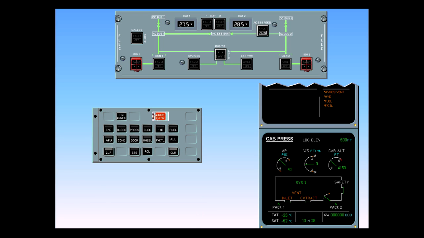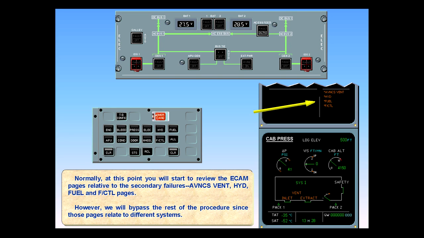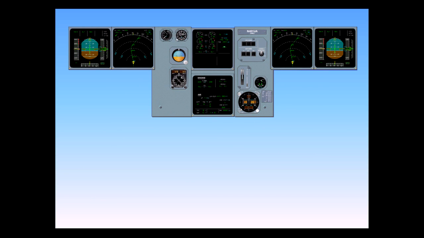Normally, at this point you will start to review the ECAM pages relative to the secondary failures: avionics, ventilation, hydraulics, fuel, and flight control pages. However, we will bypass the rest of the procedure since those pages relate to different systems. We will now study the electrical emergency configuration.